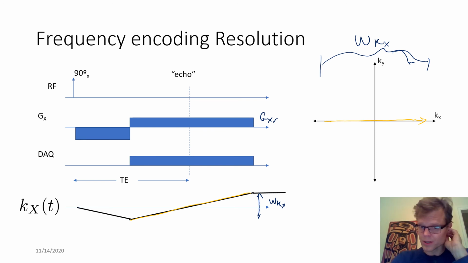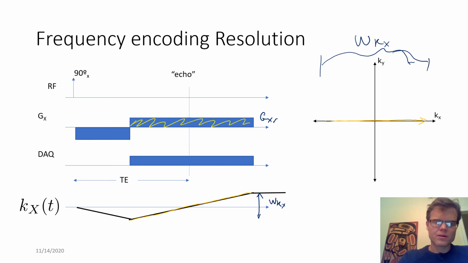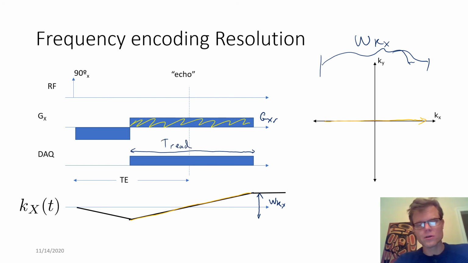And we can write this in a couple of different ways. But again, we're looking at gradient areas. So it turns out we'll look at the entire gradient area of the readout gradient. This determines the total amount of distance we're traveling in K-space during this interval. And to know that, we have to know the total duration. And here's the notation that I'll use. It's t read.